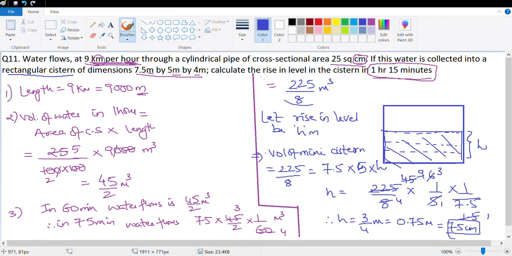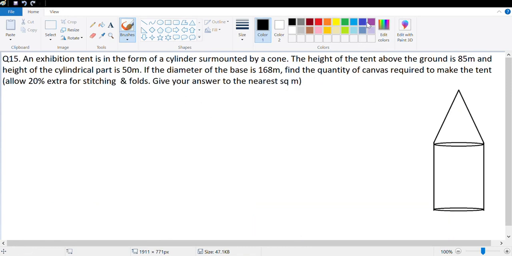That's it. Good. Let's look at the next question. The next question that we do is question number 15. Question number 15 says an exhibition tent is in the form of a cylinder surmounted by a cone. Height of the tent above the ground is 85 meter and height of the cylindrical part is 50. So this height is 50 and the total height is 85, which means the height of the conical part is 35. The diameter of the base is 168, which means the radius is 84.